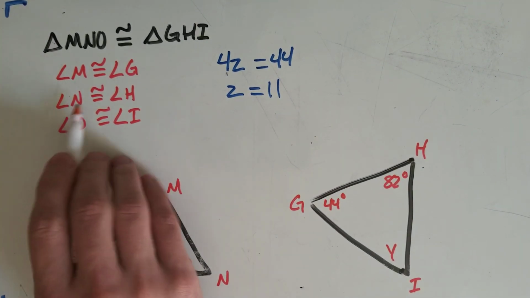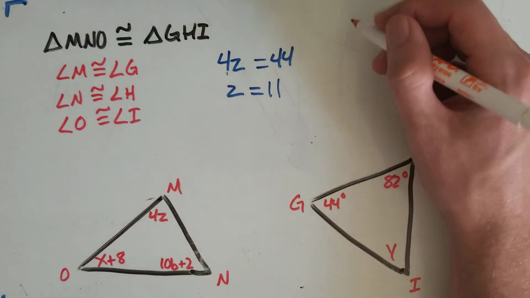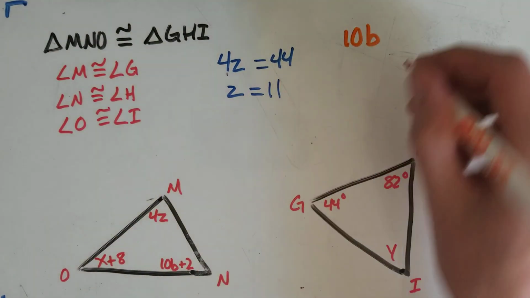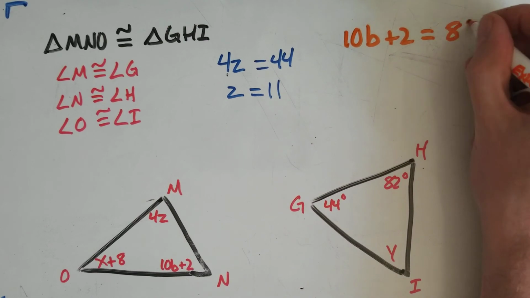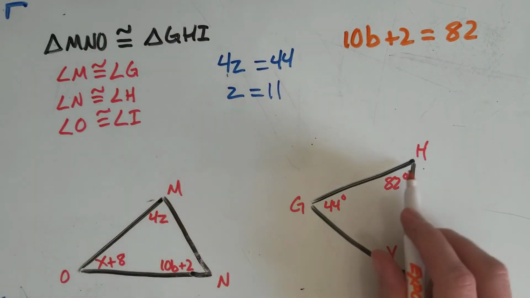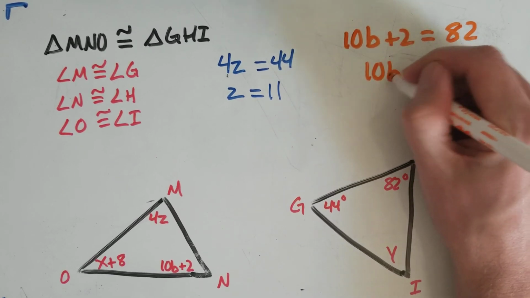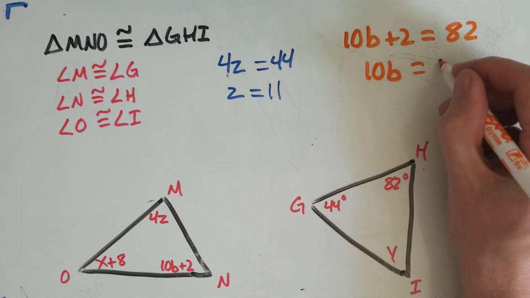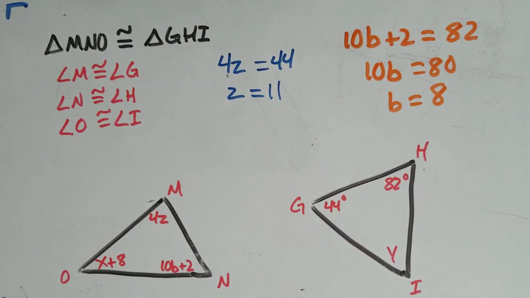Our next one, let's say we want to find the value. We're in angle N here, so we want to find what B is. Well, angle N goes with angle H, so 10B plus 2 is going to be equal to angle H, which is 82. Remember, they correspond with each other, so they'll be congruent since the two triangles are congruent. And when you solve, you subtract 2 from both sides, so you should have B is equal to 8.